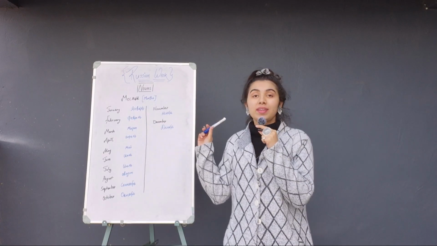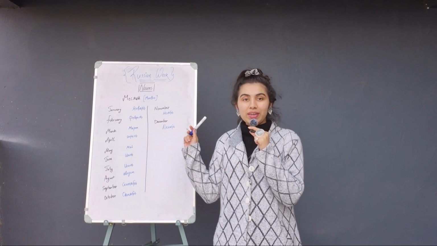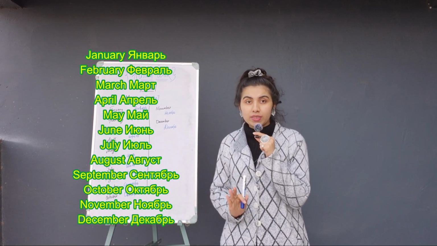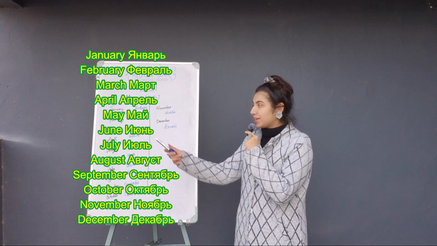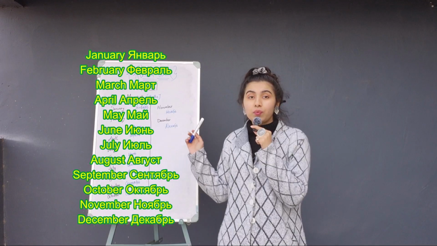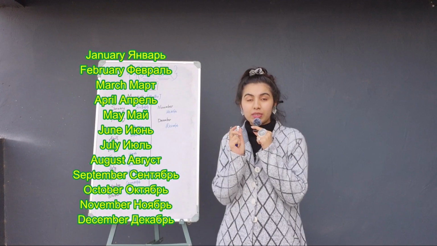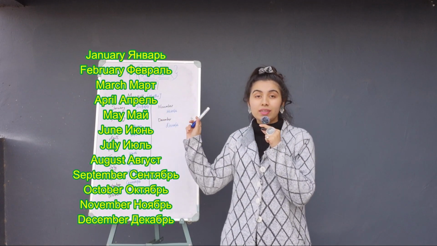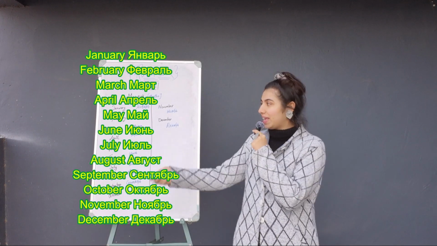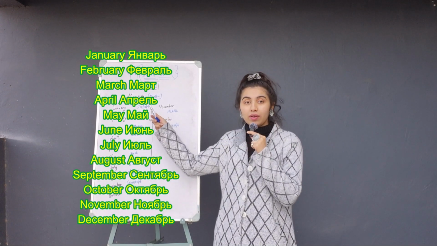So how do we say January, February, March? Come on, let's begin. January is Yanvar. Yanvar. Once again, Yanvar. February is Fevral. The L is pronounced but softly, because it's at the end and the soft sign is last, so the letter before it is pronounced softly, okay? So this is February.